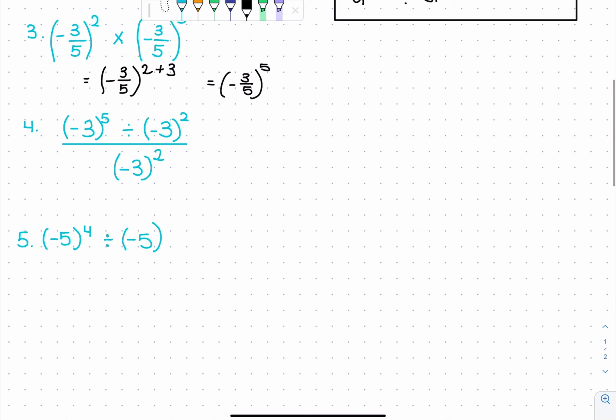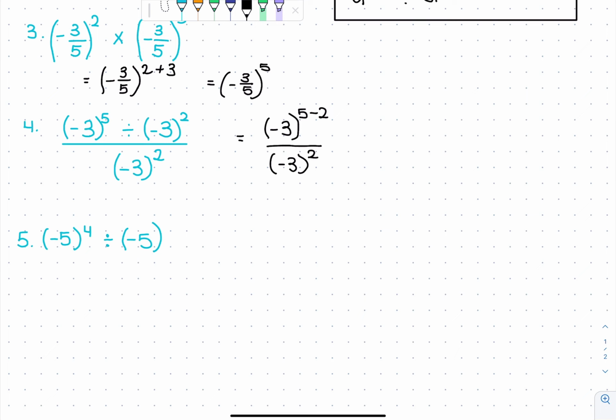All right, so now we're going to take a look at the quotient rule. So when we are dividing two different exponents, we're going to be subtracting them. So for example, on the top here, we have negative 3 to the power of 5 divided by negative 3 to the power of 2. So we know that on the top we're going to have negative 3, and we're going to subtract them. So 5 minus 2. And I'm just going to leave the bottom the exact same.